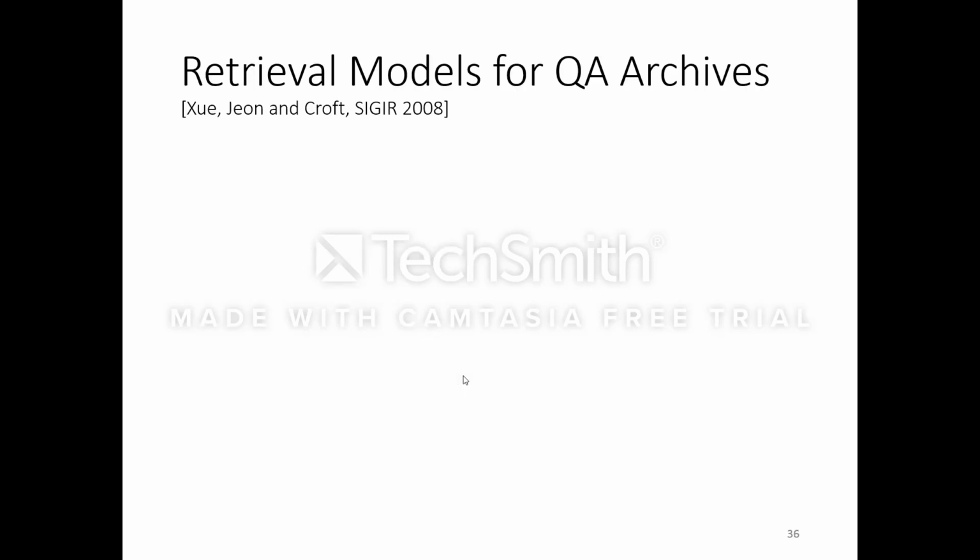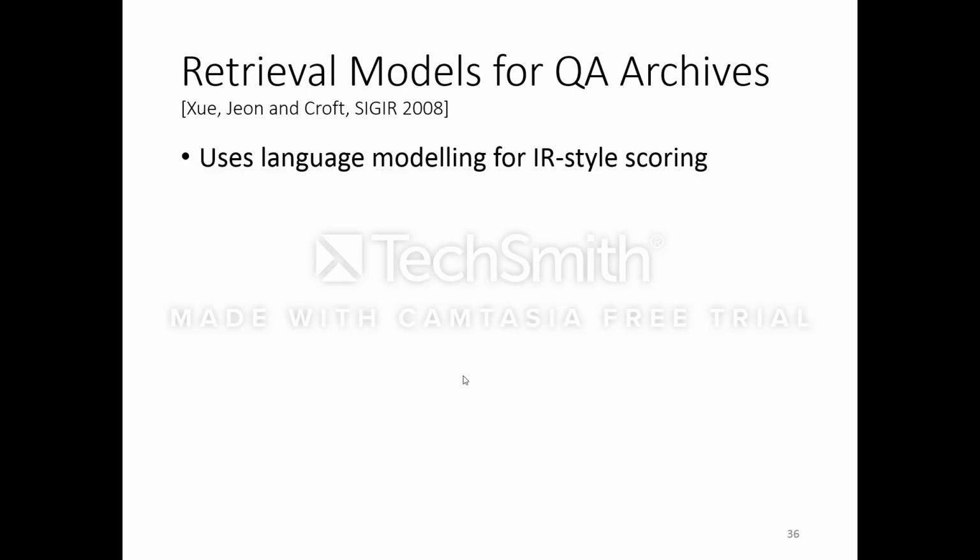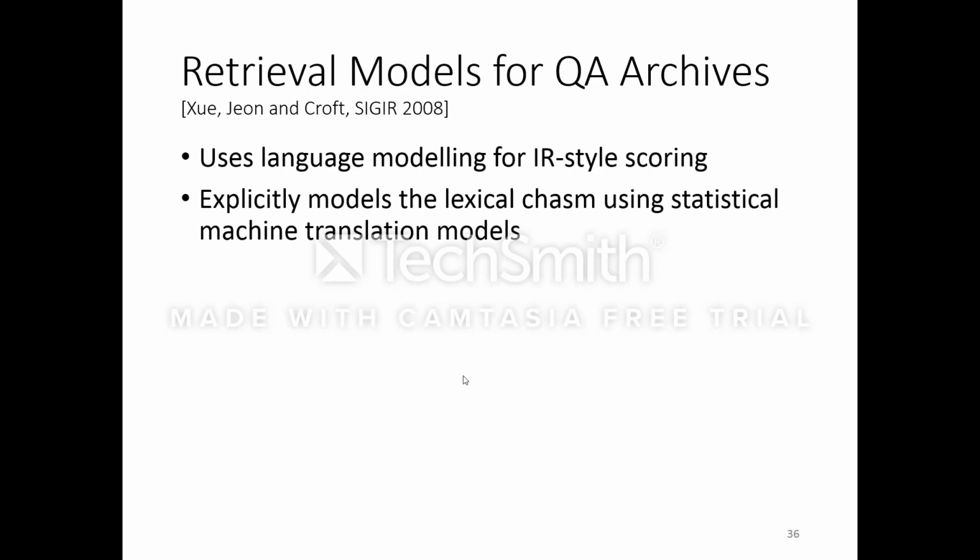Okay, so let's move on. Moving on to retrieval models for QA archives. So this was one of the earliest papers in QA retrieval. This dates back to 2008, and this was from Xu, Jian, and Croft in CQA 2008. So they use language modeling for information retrieval style scoring. And they explicitly model the lexical chasm using statistical machine translation models.